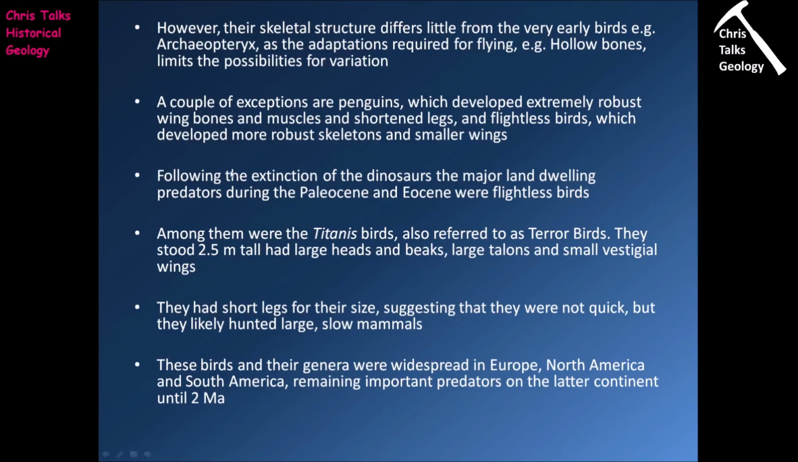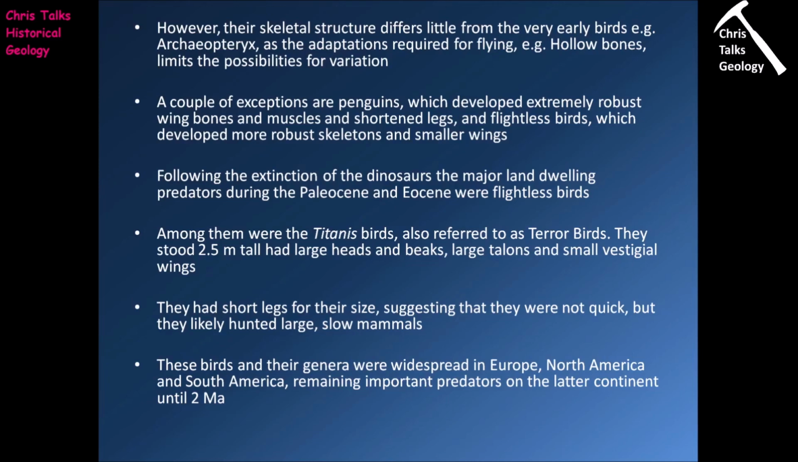Now, following the extinction of the dinosaurs, the major land-dwelling predators during the Paleocene and Eocene were actually flightless birds. We typically assume that once the dinosaurs are gone, the mammals make their move and then that's pretty much it. In reality though, it took a while for large mammalian predators to really become established, so the initial running was actually done by the flightless birds.